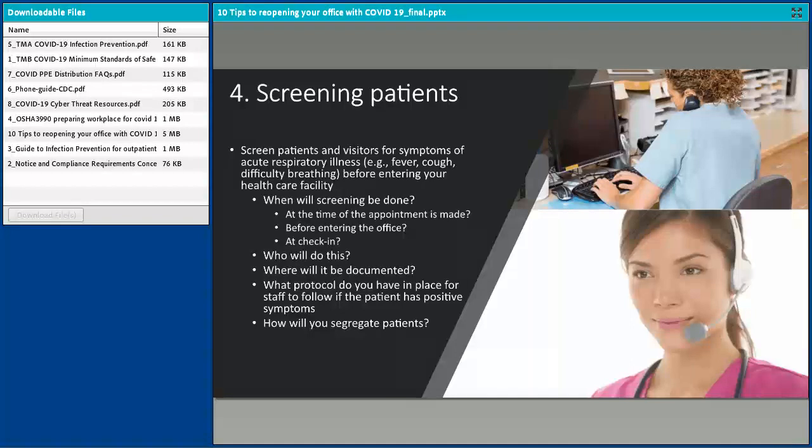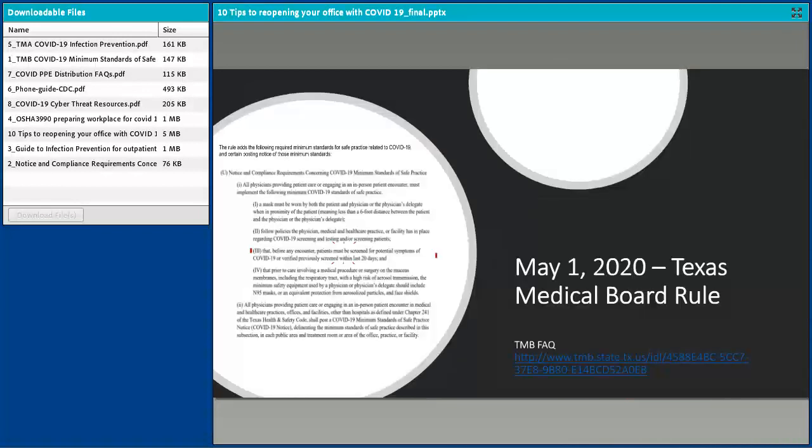So think about when you're going to be doing this screening, who's going to be doing it, where will it be documented, and what protocol do you have in place for staff to follow if a patient has positive symptoms? And lastly, how are you going to segregate these patients to keep them away from your well patients that are in the clinic, perhaps just for a wellness visit?